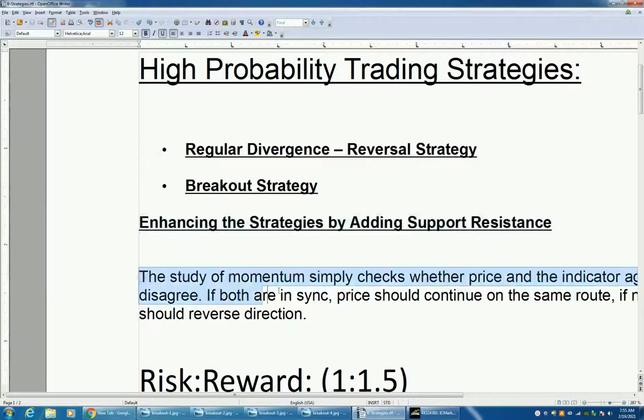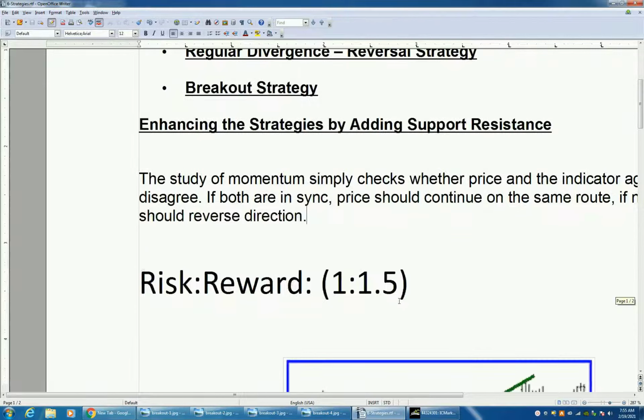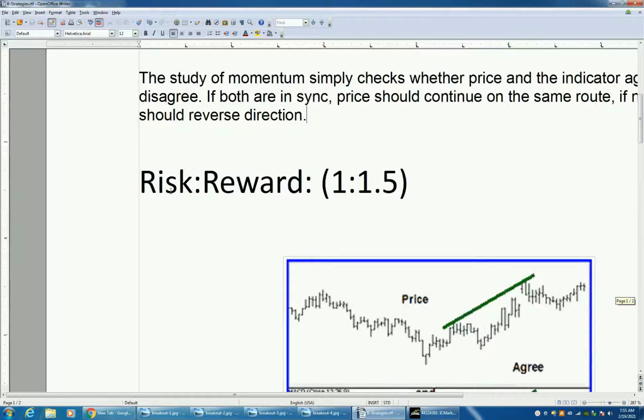Divergence is a study of momentum which only checks whether the price and the indicator agree or disagree. If they're in sync, the price should continue on the same route. If not, it is likely that the price will reverse to the other direction. So apply a good risk to reward money management rule with at least 1 to 1.5. The strategy I'm giving you is more than that, and I'm going to show it to you.